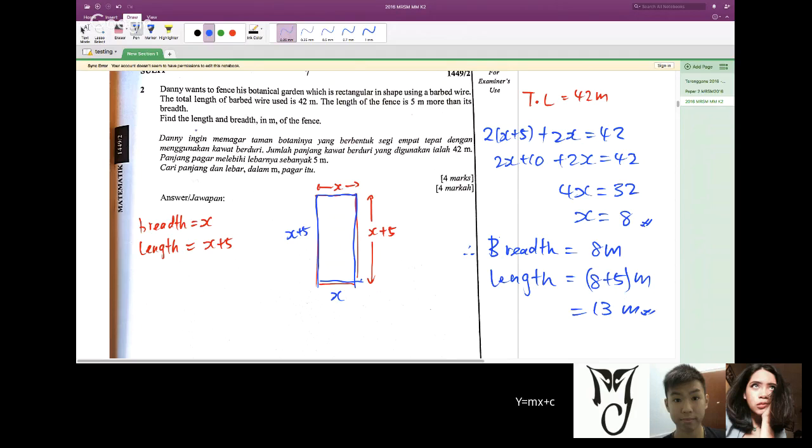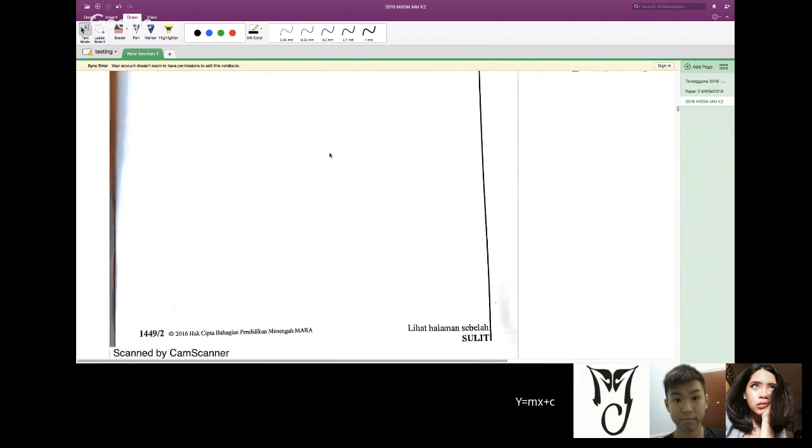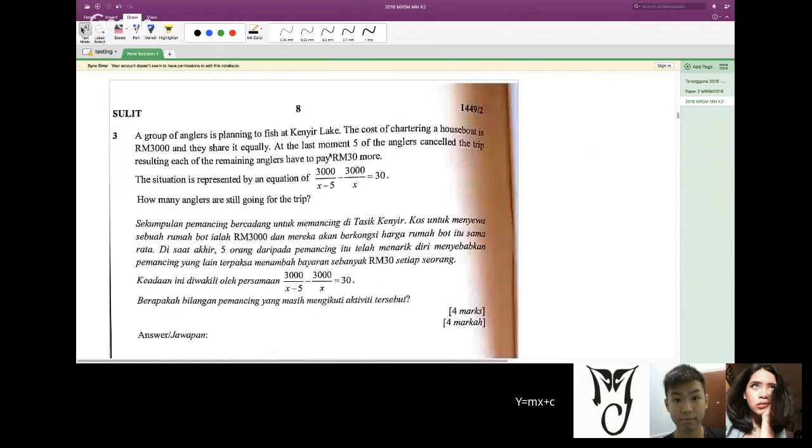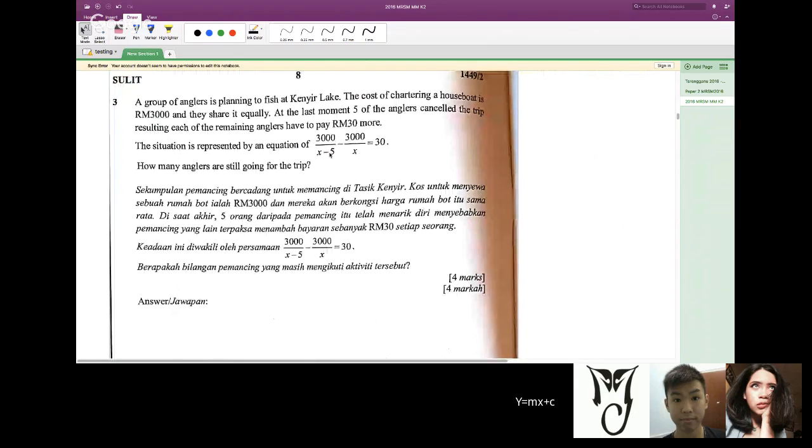So which is 13 meters. Yeah, the question asks you to find the length and the breadth for the fence. So it should be very easy. So if you have questions, please stop me. If not, I will just move on.